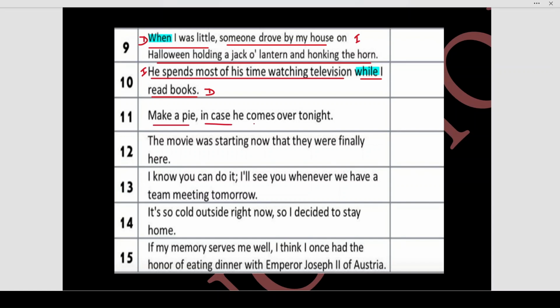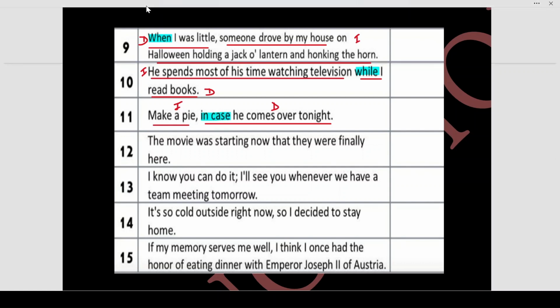In case he comes over tonight. Now, these are two parts of the sentence. One sentence is "make a pie." This is independent because I am clearly understanding that you are asking me to make a pie. "In case he comes over tonight" doesn't make any sense. It is a dependent clause. So, we will have to identify our subordinating conjunction in the dependent clause: "in case".